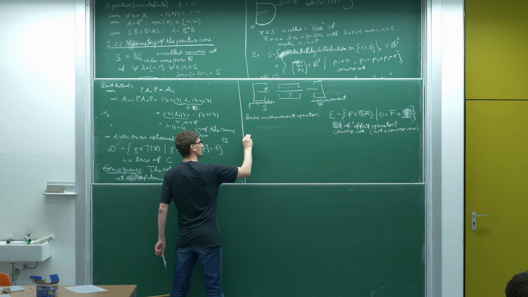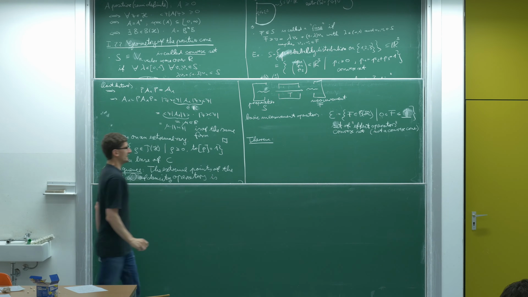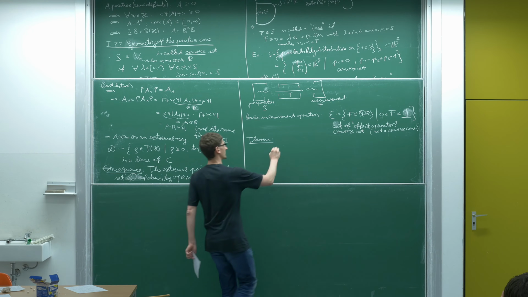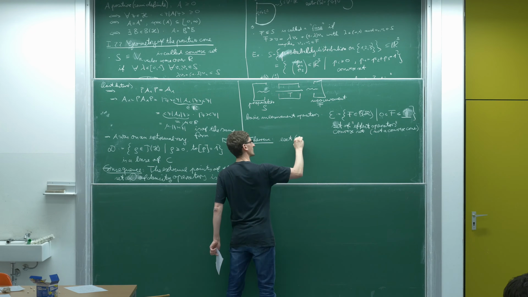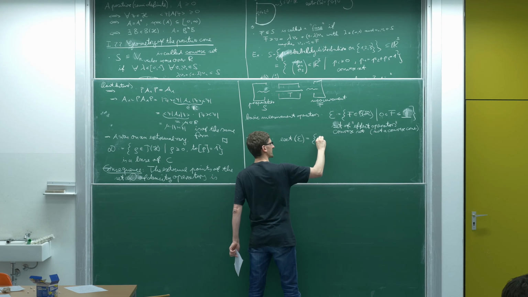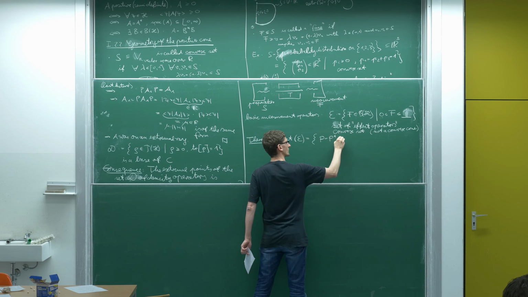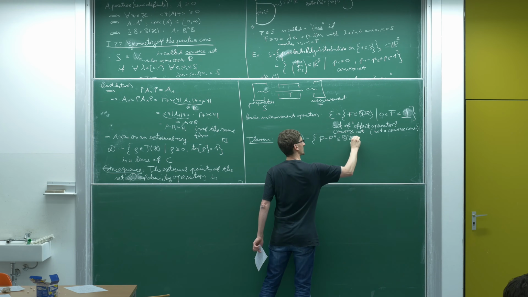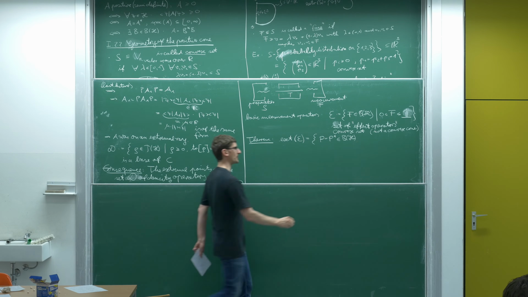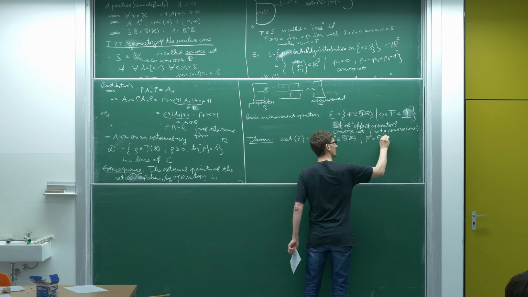So, the theorem about them is that the extremal elements of the effect operators are in fact the projection operators. So this is the set of projection operators: the Hermitian elements of that bounded set, which square to themselves.